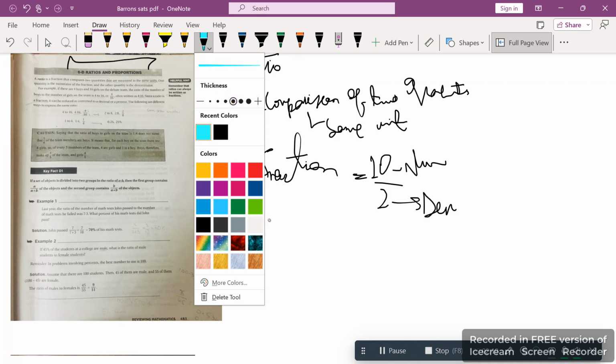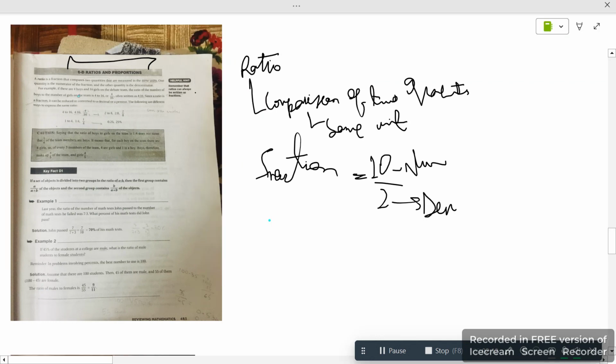What does this mean here? It says there are 4 boys and 16 girls in the debate team. So what would be the ratio between them? As I just told you, the value of a fraction could also be written as 4 ratio 16. We can also write this as a fraction, or as 4 to 16.